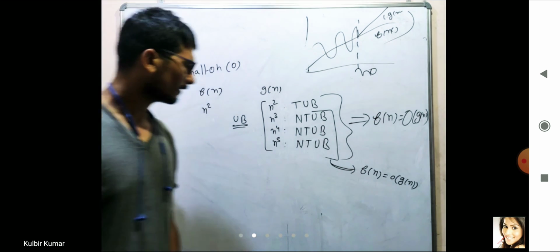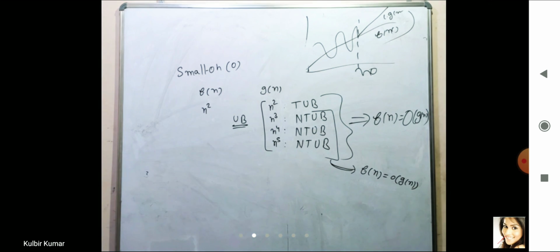Right? So what was the case for big O notation? If I am writing f of n is order of g of n, then the degree of g of n should be greater than or equal to the degree of f of n. But if I am talking about small o notation and I am writing f of n is small o of g of n, then the degree of g of n should be strictly greater than the degree of f of n. If the degree of f of n is 2, then the degree of g of n can be 2.1.